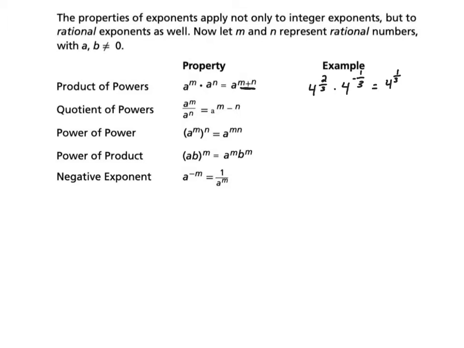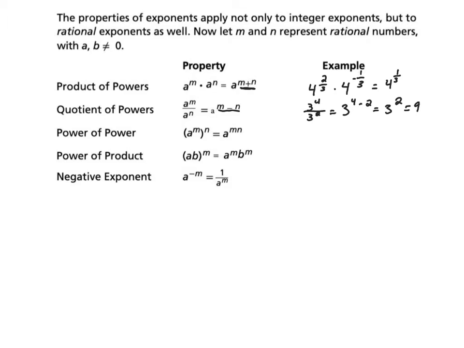Next one is quotient. So when we're dividing exponents, we subtract the exponents. Okay, so for example, if we have 3 to the 4th over 3 squared, this is equal to 3 to the 4 minus 2, or 3 squared. If you want to reduce that, you could write 9.